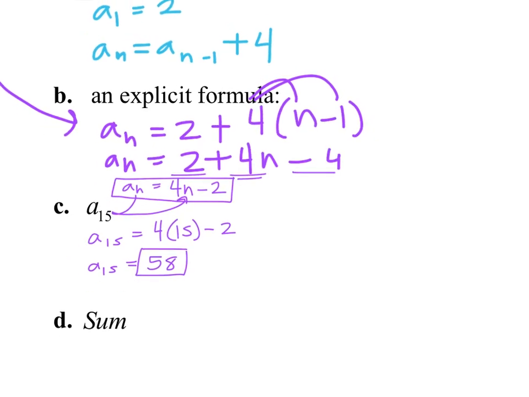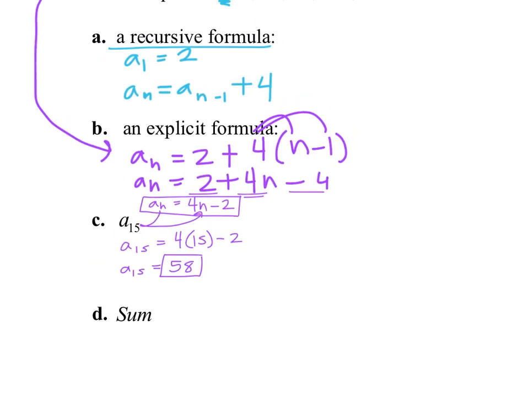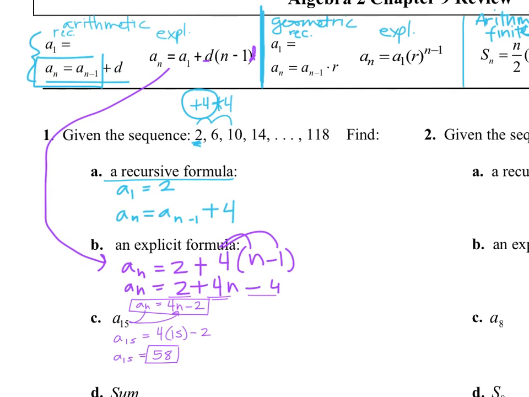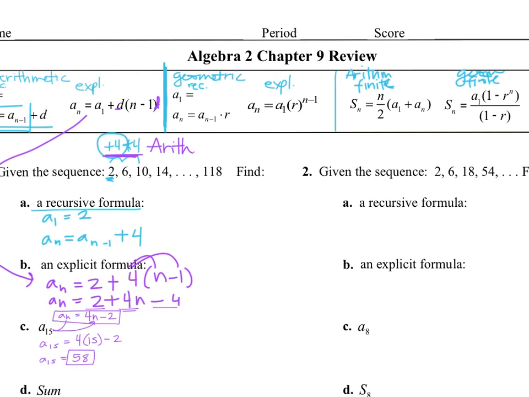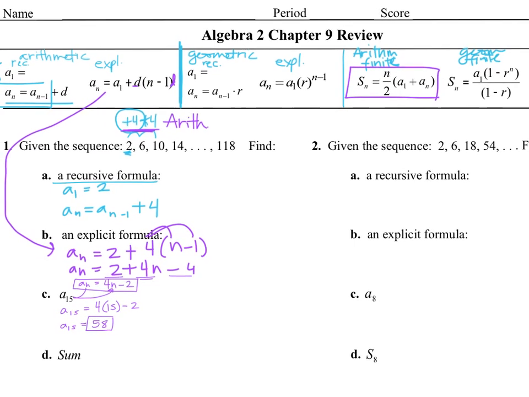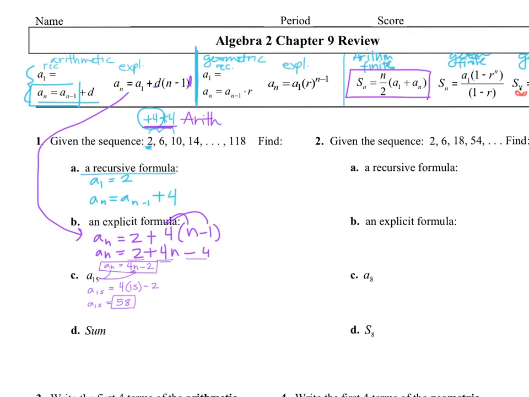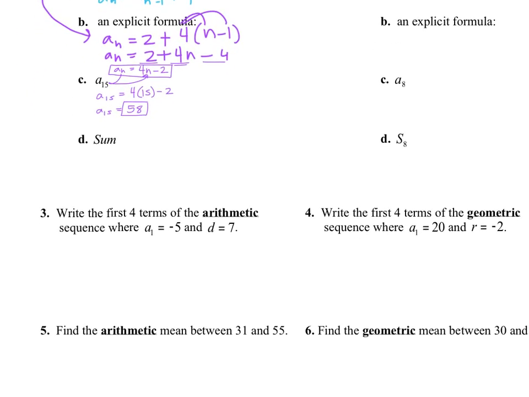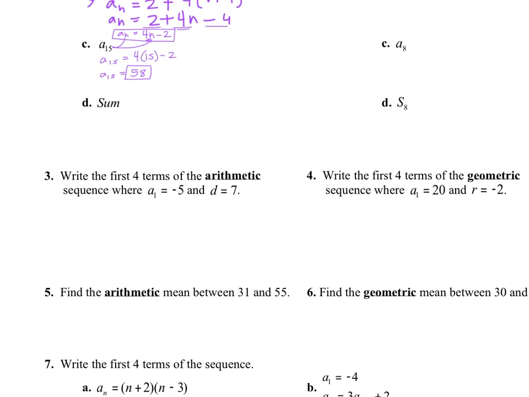Okay. Then if we want to do the sum, remember this we said was an arithmetic sequence because we're adding 4 each time. So if you look up here, the sum with an arithmetic sequence is this one. That's the formula you're going to be using. Guys, one of the biggest things you can do for this test is make sure you know which formula is used for what, because the formulas are going to be there for you. You need to know when to use them. So just make sure you spend some time on that.